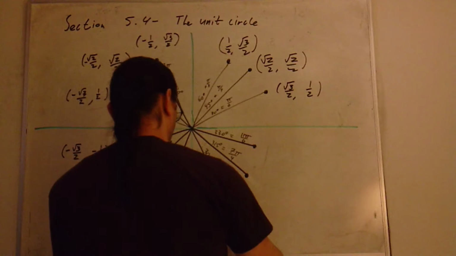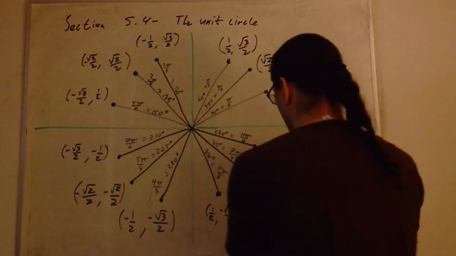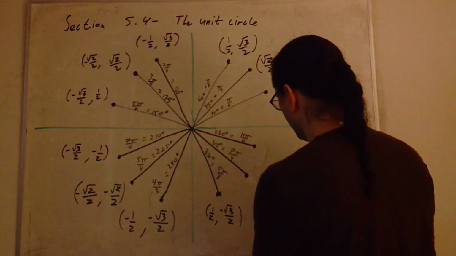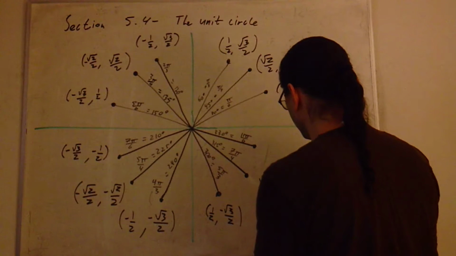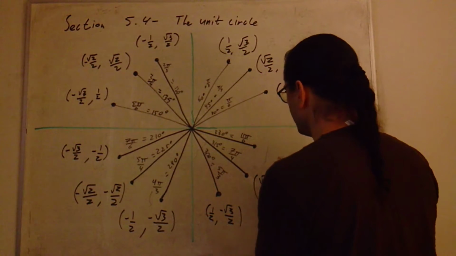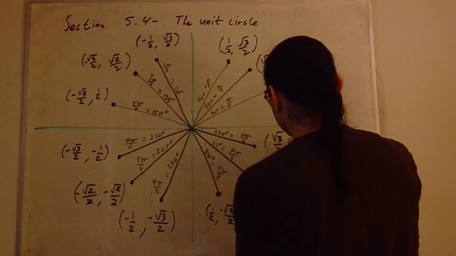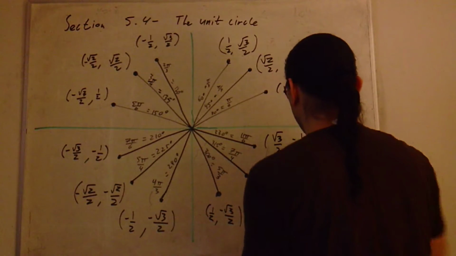big y, little x, y is negative. Here they're the same, root 2 over 2, root 2 over 2. And y is negative, x is positive. And here I have big x, little y, y is negative.